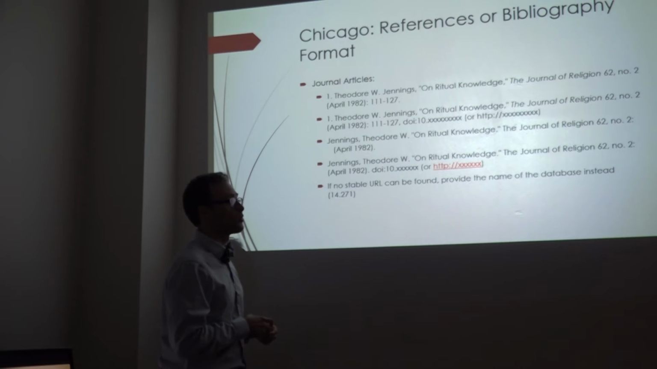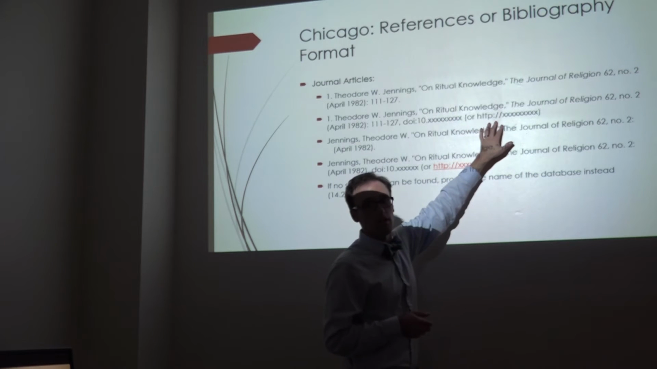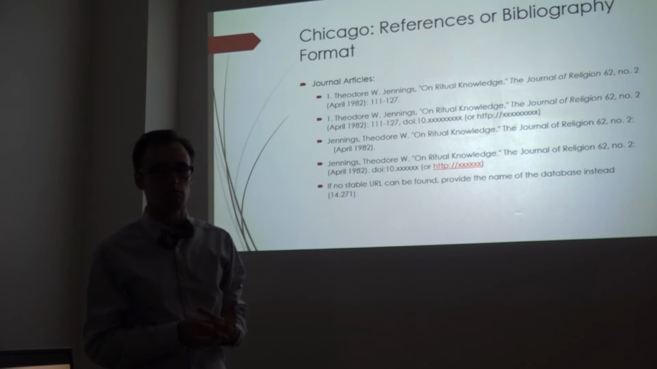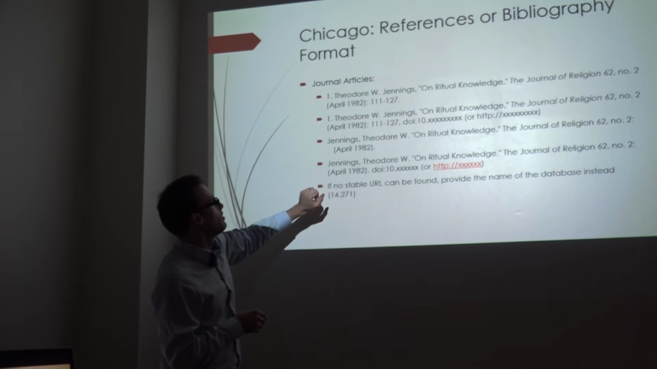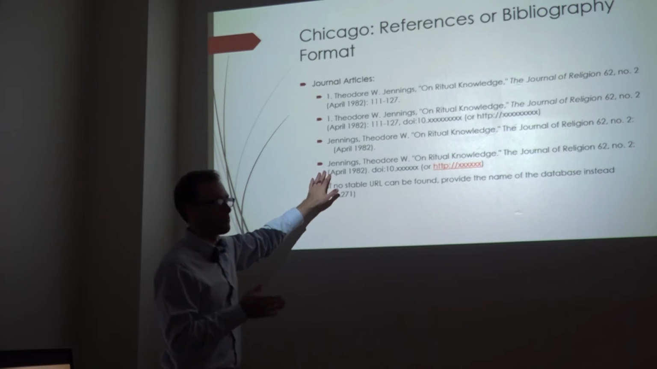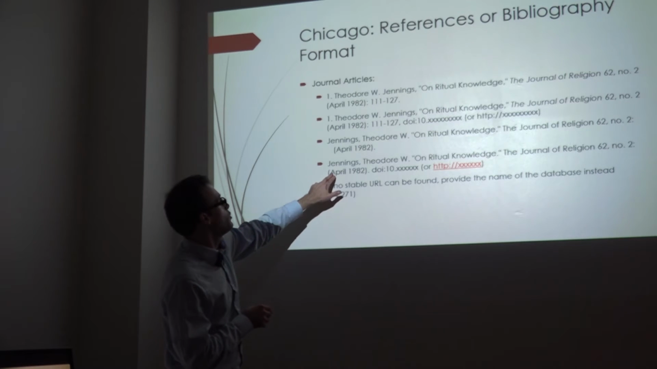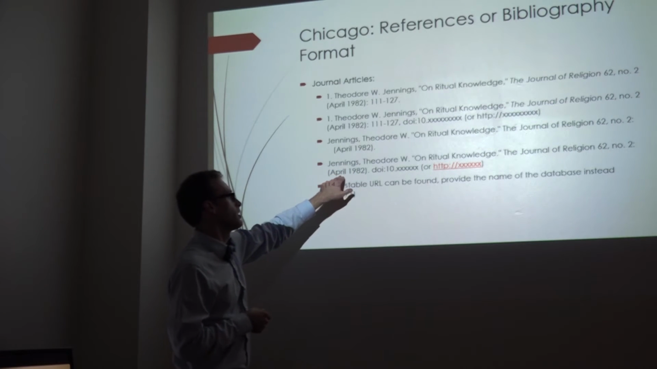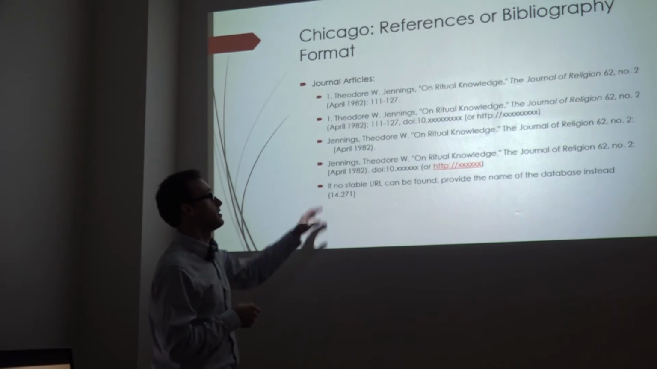Now, if this was an article I found online, you would put comma, and then either the DOI or the URL, the HTTP, whichever one is the most stable. And then in the bibliography, again, using periods instead of commas primarily. You still keep the publication date of the issue, April 1982 in parentheses, period, and then the links are the same as in the footnote.